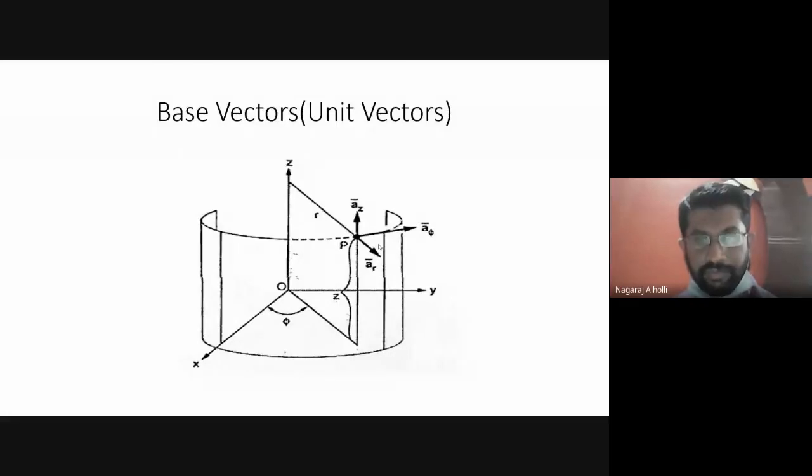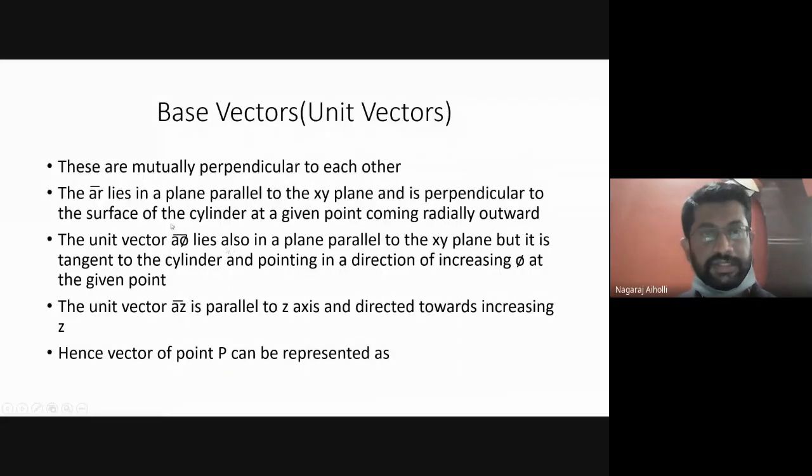This is the same figure that we have considered previously. The same half-angle plane is formed. XYZ, everything is the same. The point P is formed with coordinates R comma phi comma Z. Everything is the same, right? These are mutually perpendicular to each other.